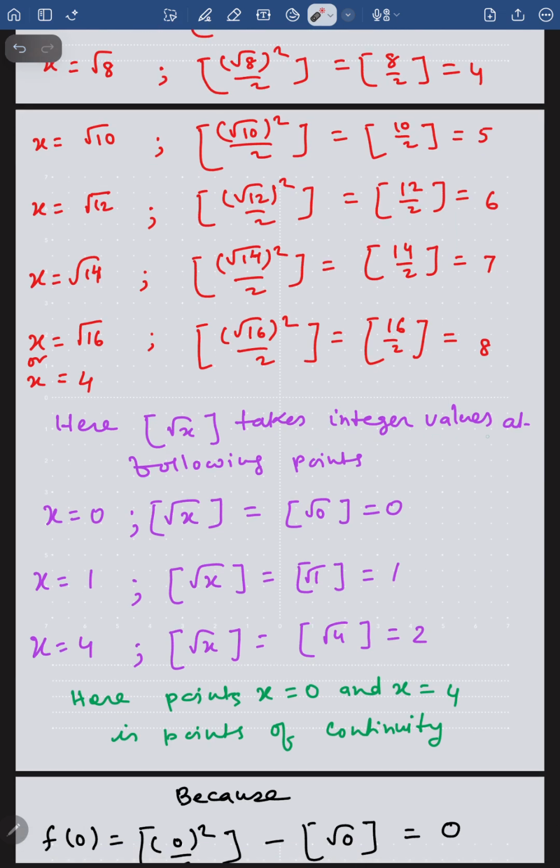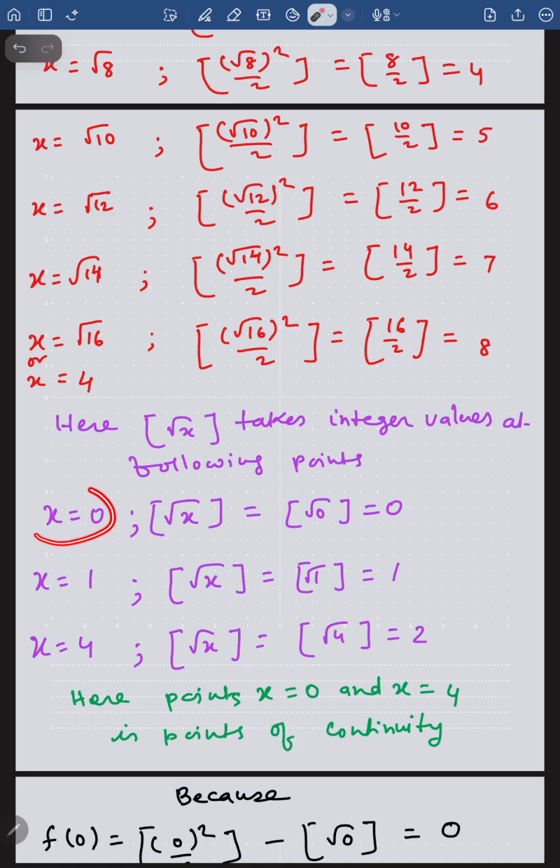Root under x takes integer values at the following points, because wherever root x becomes an integer, that will give you an integer. So root x becomes an integer at 0, 1 and 4, because root under 0 is 0, root under 1 is 1, root under 4 is 2. So these are the three values. Here x equal to 0 and x equal to 4 are in the above function also. The only new point of discontinuity we have got is x equal to 1. So altogether, here you have got 9 points, 2 are matching points and 1 is new, so 10 points you are able to see.